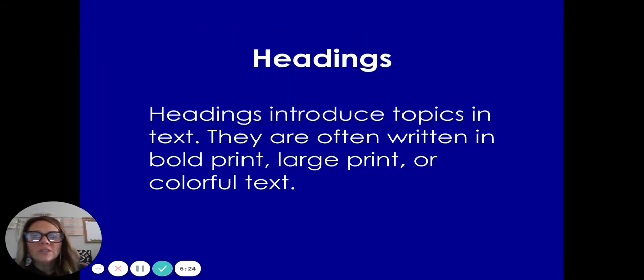Okay. Stories also have headings. Headings are also a very important part of looking at a story. So what is a heading? If the title tells me what the whole thing is going to be about, sometimes the headings are going to explain what the paragraphs are about. It's going to help me go back and understand the paragraph.